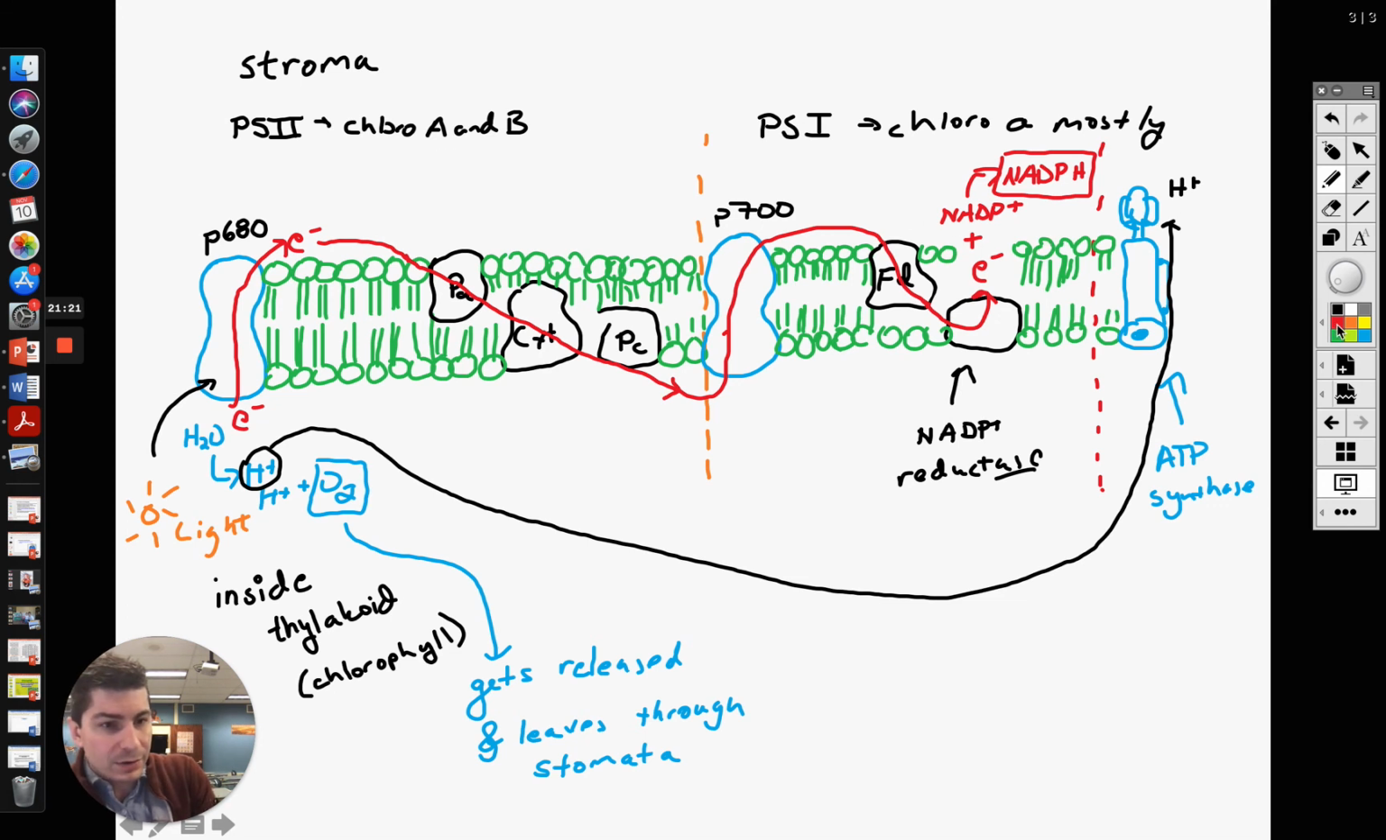And in that, let me erase this here so we have a little more room. With that, we are going to be able to bring in ADP and a phosphate, add that proton in, and we will get ATP out of it. Okay? This is the end of our light reactions.